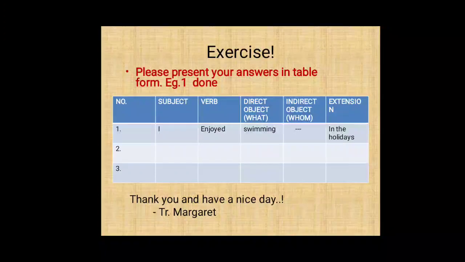The first example is done for you. I enjoyed swimming in the holidays. I, subject, verb, enjoyed. Direct object, swimming. No indirect object, so I put a dash. In the holidays is the extension. Likewise, complete the entire exercise and put it into the table form presented on screen.